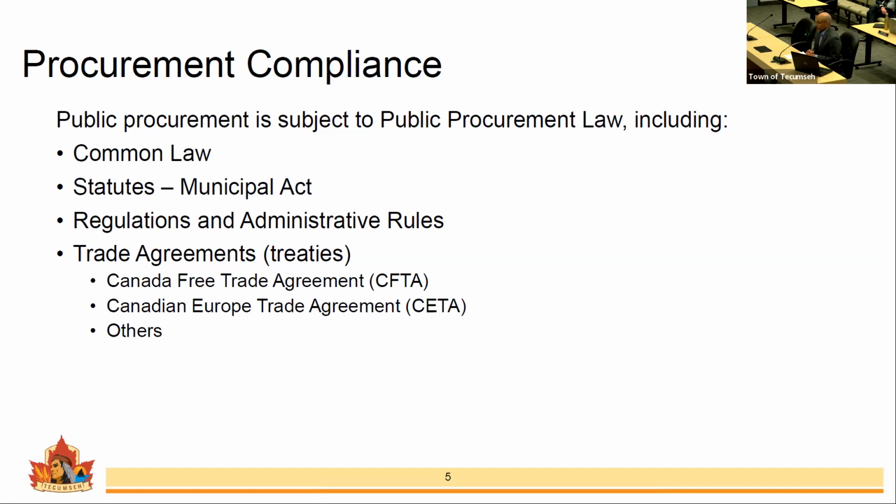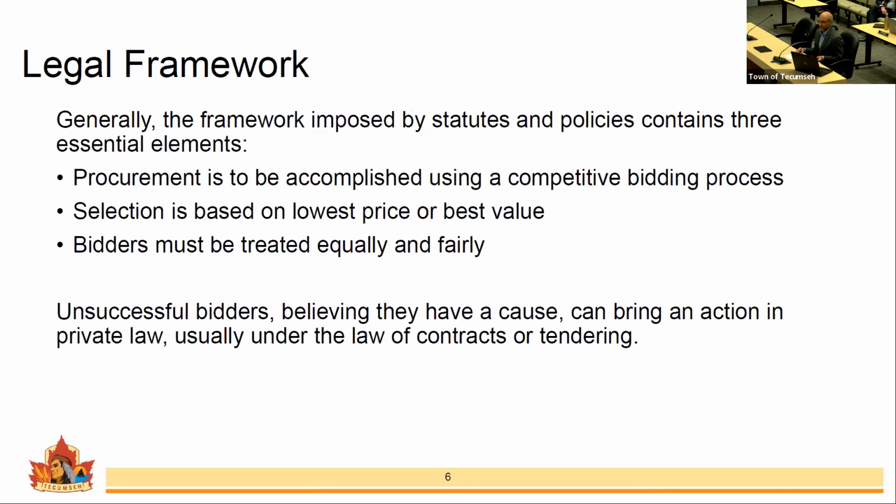Internally, per our bylaw and policy, we require that a council approved budget exists prior to any procurement as well. So council is familiar, of course, with our budget process, which takes months. You can appreciate, of course, the amount of advanced planning necessary to procure any one item. Generally, the framework imposed by statutes and policies contains 3 essential elements. Those are: procurement is to be accomplished using a competitive bidding process. Selection is based on lowest price or best value. Bidders must be treated equally and fairly.